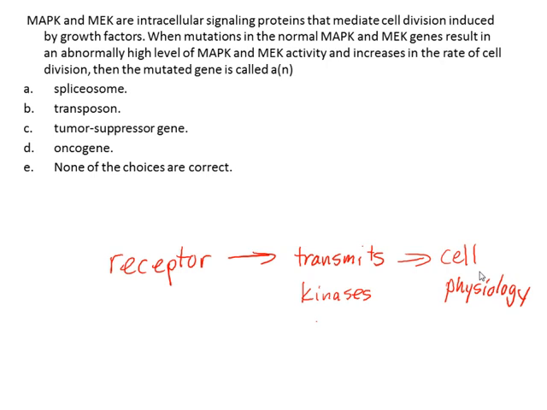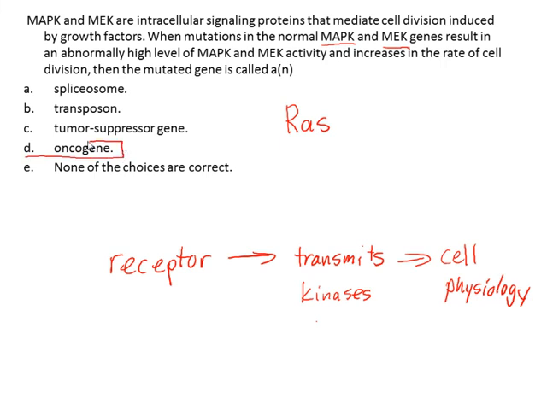We saw a particular pathway which was mediated by the Ras protein, in which we saw two kinases, MAPK and MEK. So now in this question, if you have mutations in the normal MAPK and MEK genes that resulted in abnormally high levels of kinase activity, resulting in an increase in the rate of cell division, the mutated gene that's the result is called a what? So the genes for MAPK and the genes for MEK have been altered. Now their kinase activity is actually accentuated by that mutation. What type of gene is that considered?